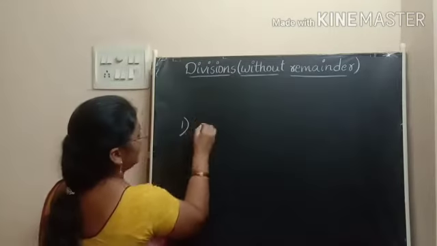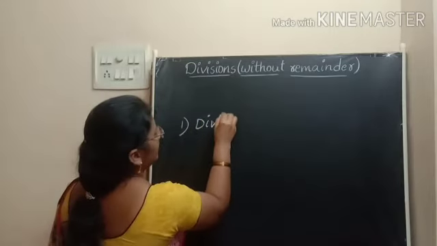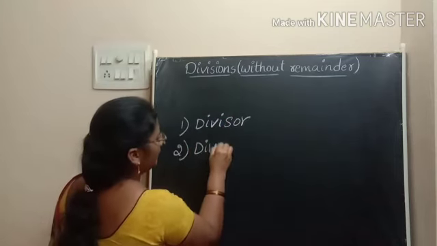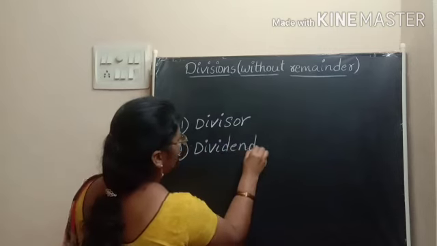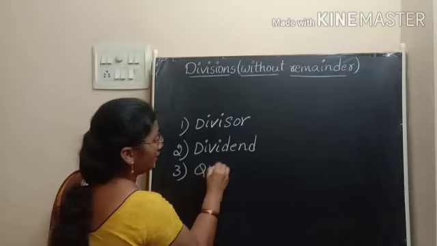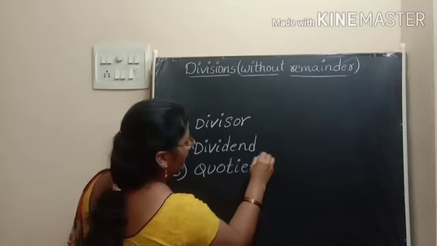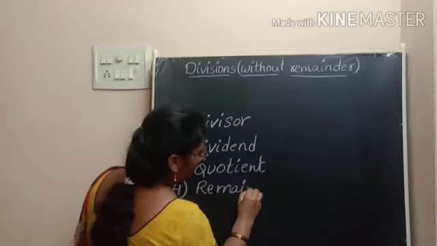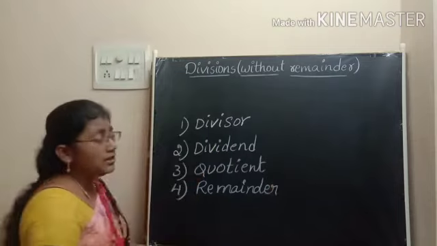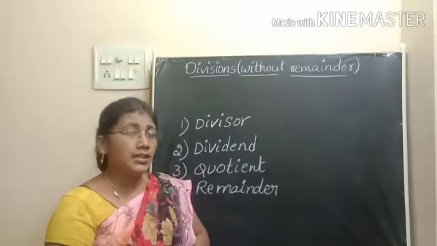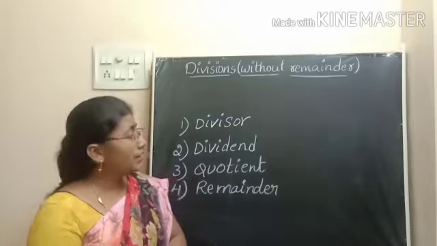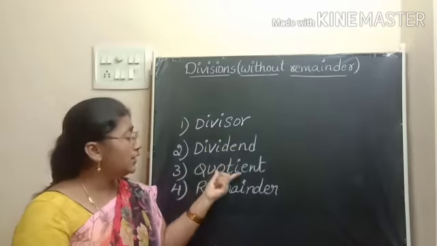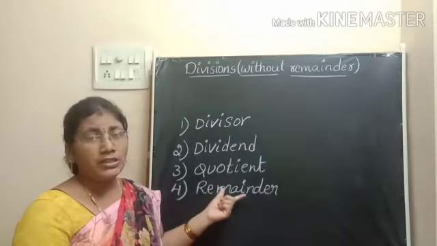These are divisor, dividend, the third one is coefficient, and the last one is remainder. These are the four terms we can see in the operation of division. These two terms we can get from the question, and these two terms we can get from the result.